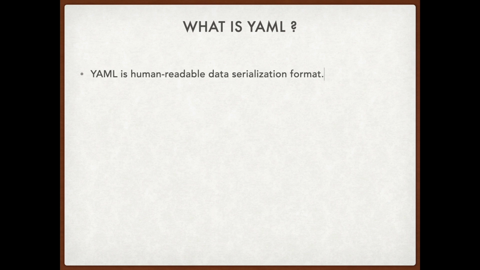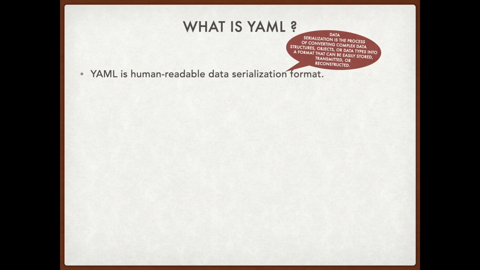This tutorial is a complete guide on YAML. What is YAML? YAML is a human-readable data serialization format. Data serialization is the process of converting complex data structures, objects, or data types into a format that can be easily stored, transmitted, or reconstructed. It stands for YAML ain't markup language.